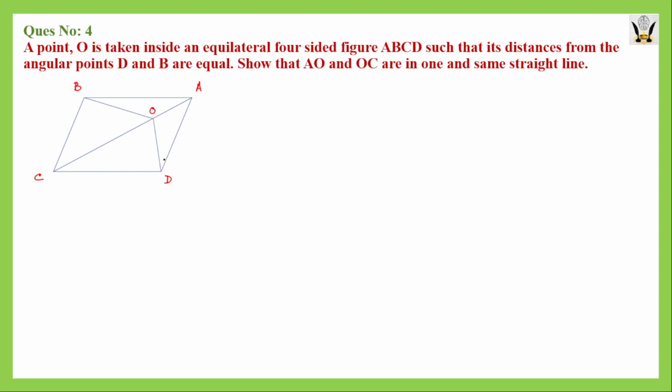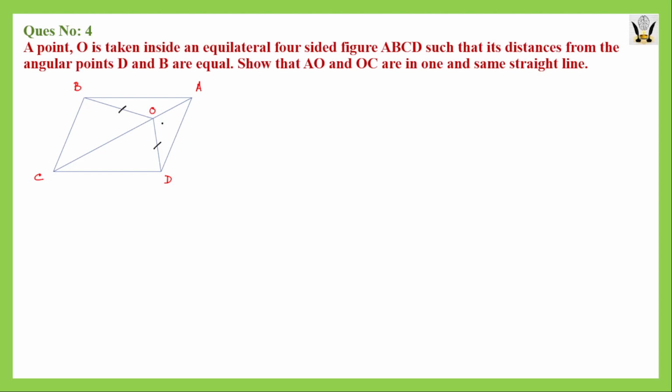Now ABCD is that quadrilateral, and the distances of O from the angular points D and B are equal. So this side is equal to this side, and we have to prove that AO and OC are in one and the same straight line. That means we have to prove that the summation of these two angles is 180°, and only then can we prove that AOC is a straight line.